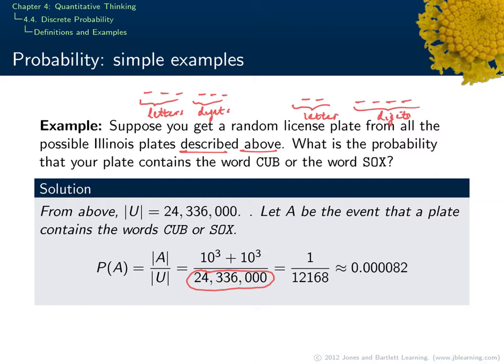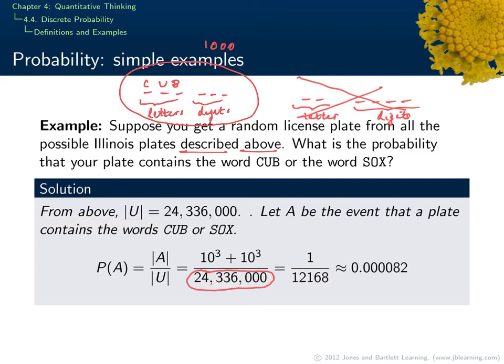Now, in that sample space, we're looking at the event that a plate contains the words cub or socks. So whatever plates those are, they don't come from here, because there are only two letters in that type of license plate. And so what we're looking for is this type of license plate. Let's suppose we have the word cub here. How many ways can that happen? Well, the letters have been completely determined, but there are still three digits that could be anything. Each digit slot can be filled in 10 ways. So that means that there are 1,000 ways that those last three digits could be filled.